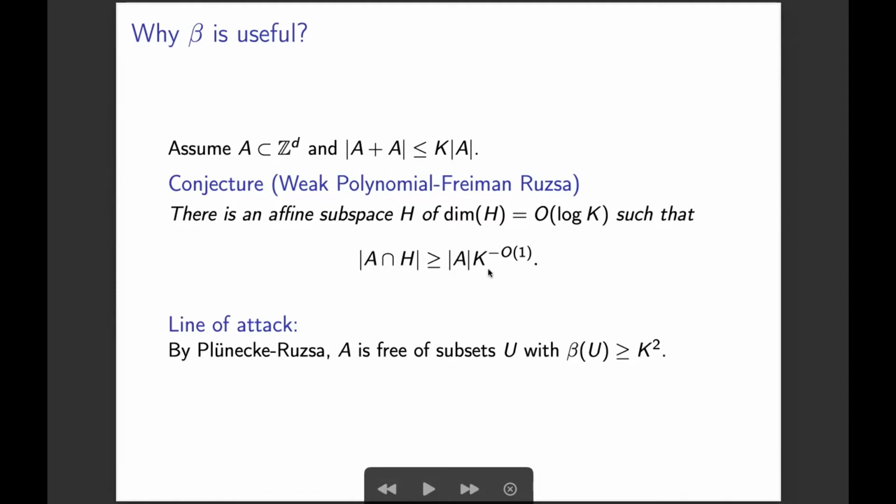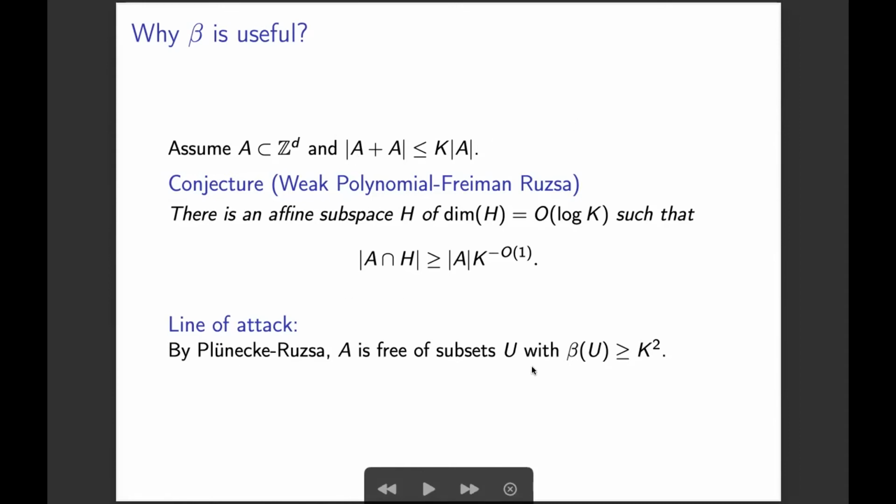But this gives you much more precise information: the sets must be very low dimensional if they do not grow with respect to addition.